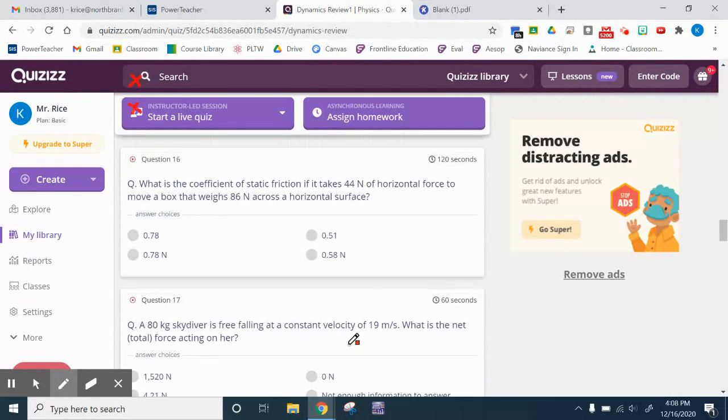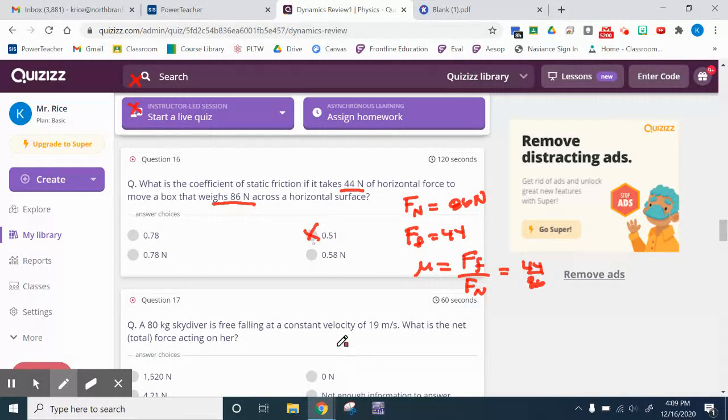What is the coefficient of static friction if it takes 44 newtons of horizontal force to move a box that weighs 86 newtons across a horizontal surface? So, horizontal surface, the normal force is the weight, which is 86 newtons, and we're saying we need to apply a force of 44, which means we need to overcome a friction force of 44 newtons. And then mu, of course, is the ratio of the friction force to the normal force, and in this case we're given numbers, so 44 over 86, and that works out to be 0.51 if I'm not mistaken.